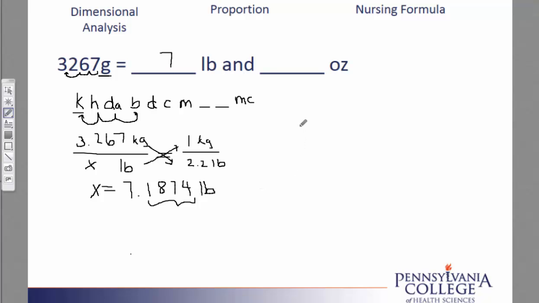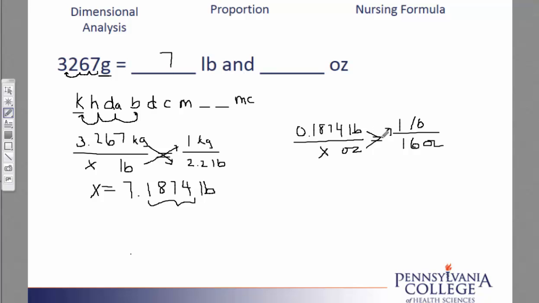So I'll start another proportion with 0.1874, and that is pounds. And I'll put that over X ounces because I wish to convert the fractional part of the pounds into ounces. On the other side of the fraction, I put my memorized conversion. I know that 1 pound is the same as 16 ounces. And again, I will solve this by cross product.